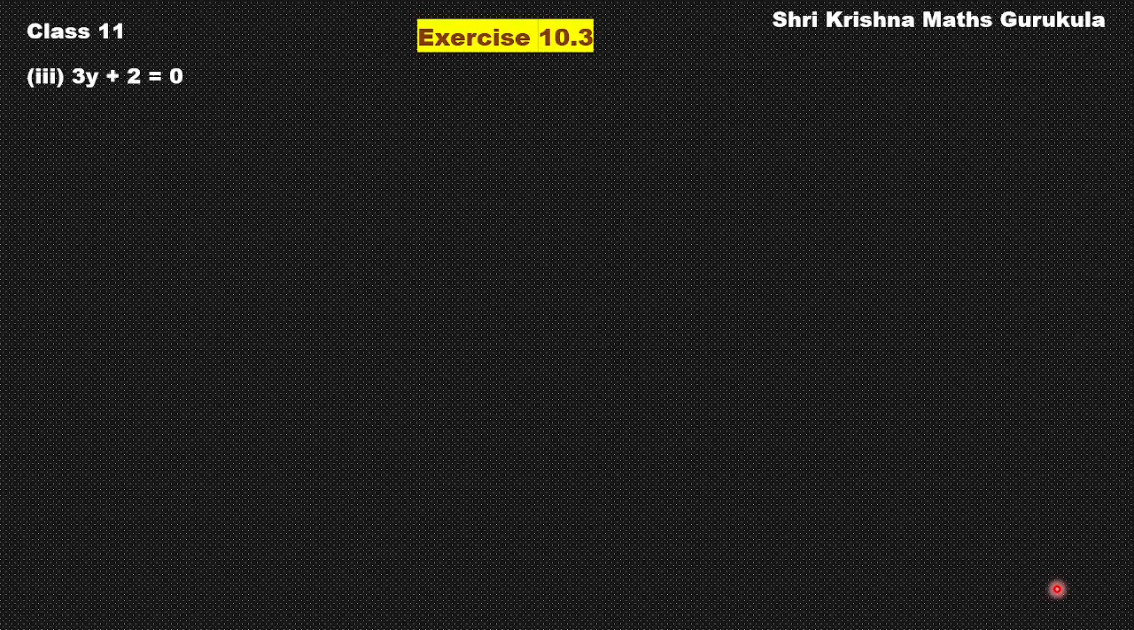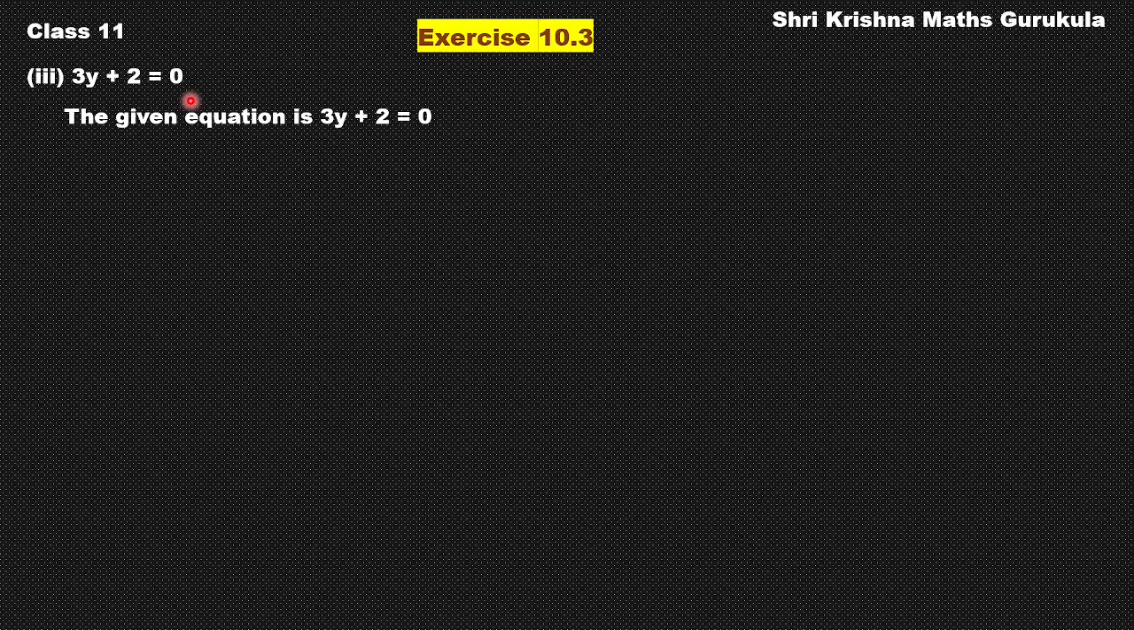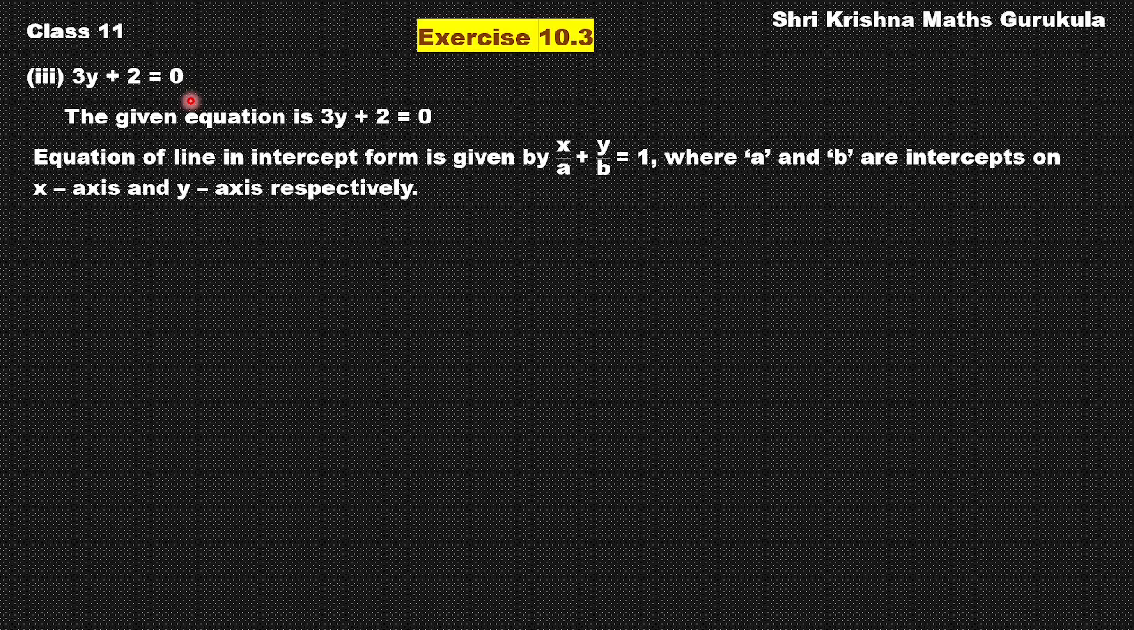So let us check the third equation now. 3y plus 2 equal to 0. Is there any term missing here? Yes, we do not have an x term here. So the given equation is 3y plus 2 equal to 0, and we know this is the standard form. We do not have an x term here. We just have to worry about y and the constant term.